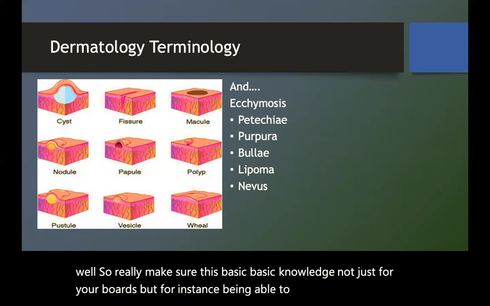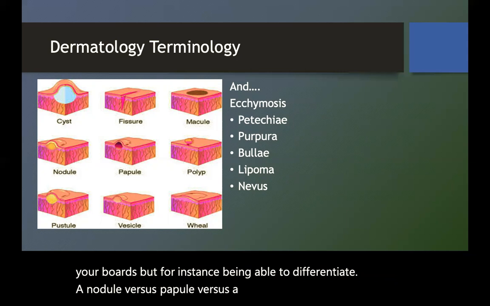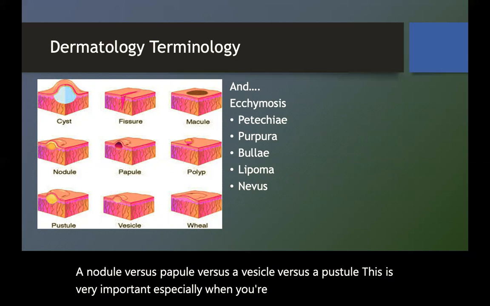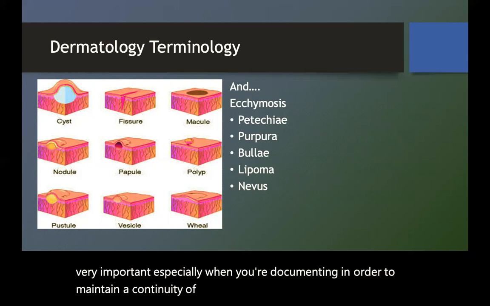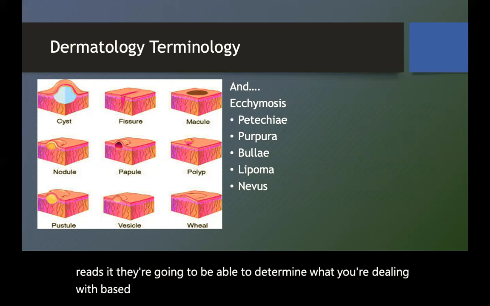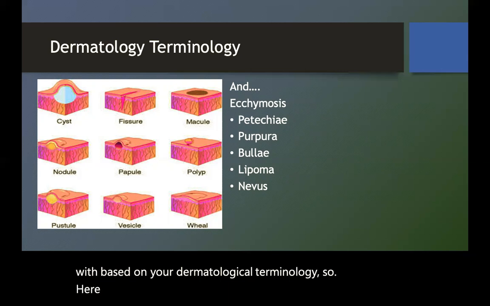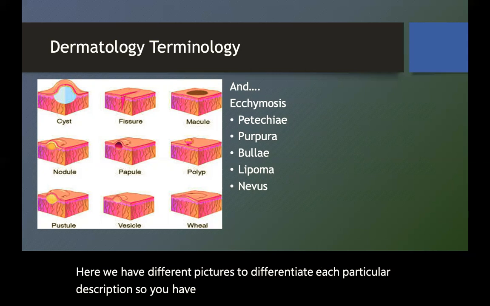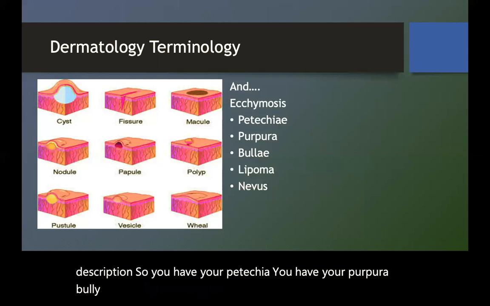So really make sure you know this basic knowledge, not just for your boards, but for instance, being able to differentiate a nodule versus a papule versus a vesicle versus a pustule. This is very important, especially when you're documenting in order to maintain a continuity of care, because when the next practitioner reads it, they're going to be able to determine what you're dealing with based on your dermatological terminology. So here we have different pictures to differentiate each particular description. You have your petechiae, purpura, bullae, lipoma, nevus. These are all things you need to make sure to be able to differentiate.